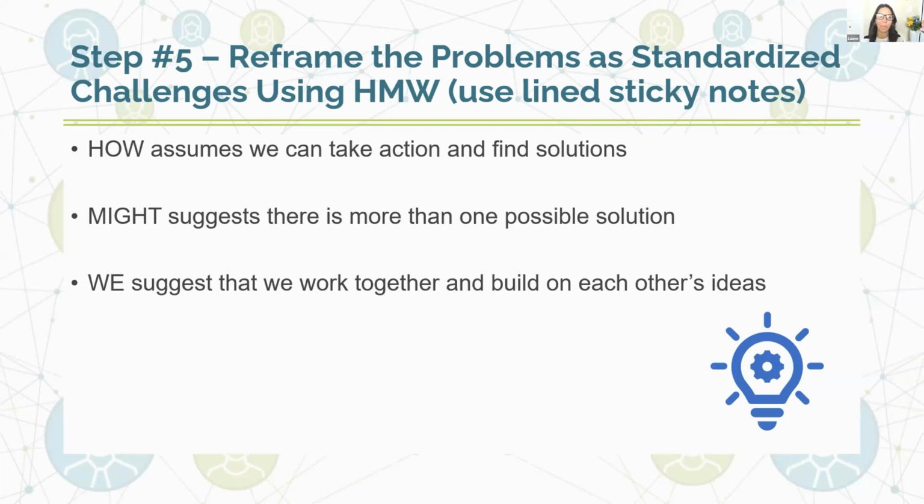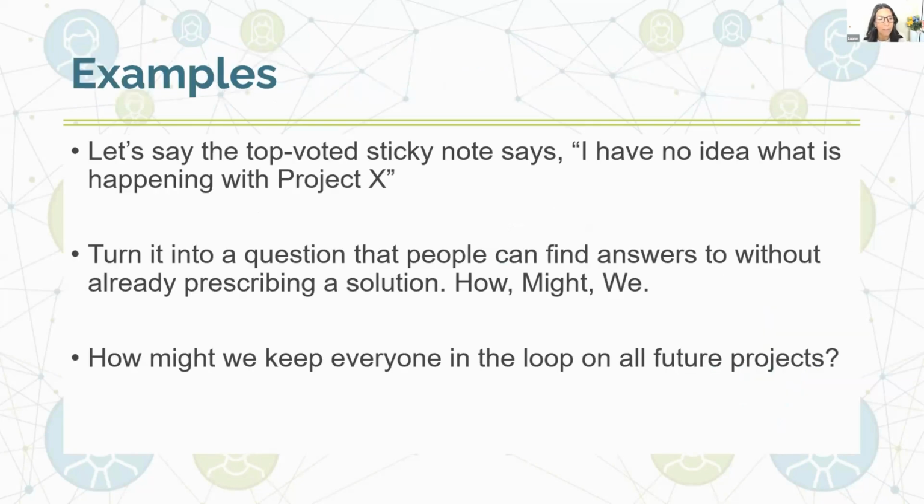So we use the "how might we," and "how" means we assume we can take action and find solutions. So "how" we can assume we can take action and find solutions, "might" suggests there is more than one possible solution. And then "we" suggests that we work together and build on each other's ideas. So it's how might we. Let's look at an example.